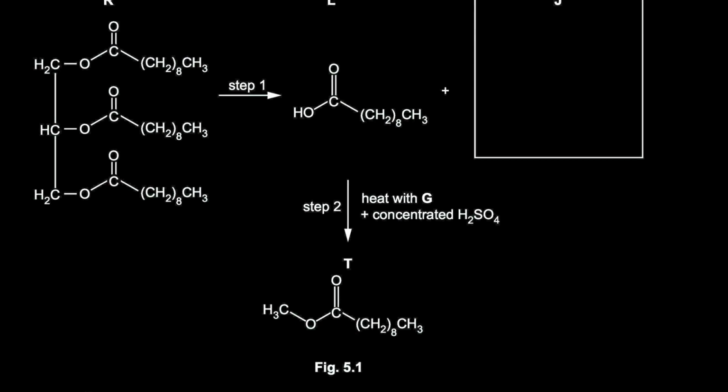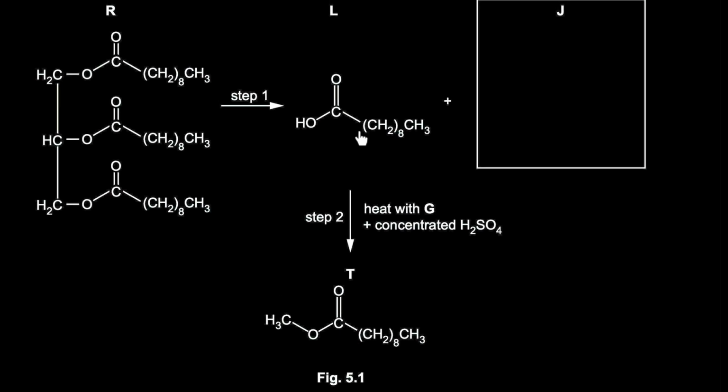So in step 1, what we're doing is we're making this carboxylic acid from this ester. So we're hydrolyzing the ester. This is hydrolysis of esters. So what you're doing here is breaking the ester linkage, the bond between the C double bond O and the oxygen. So you end up making this guy, which becomes a carboxylic acid. This is what results in the formation of the carboxylic acid.